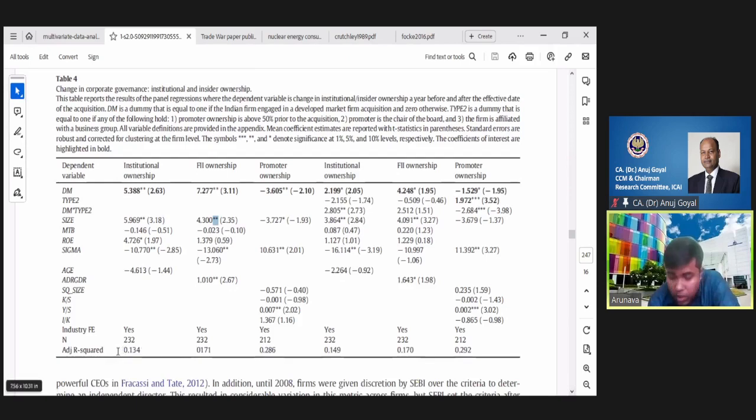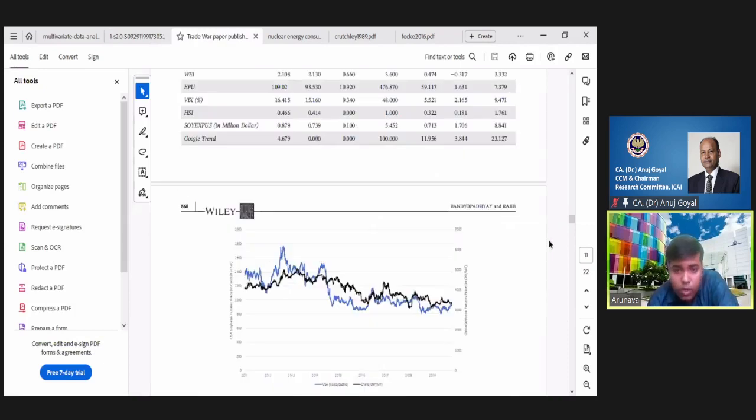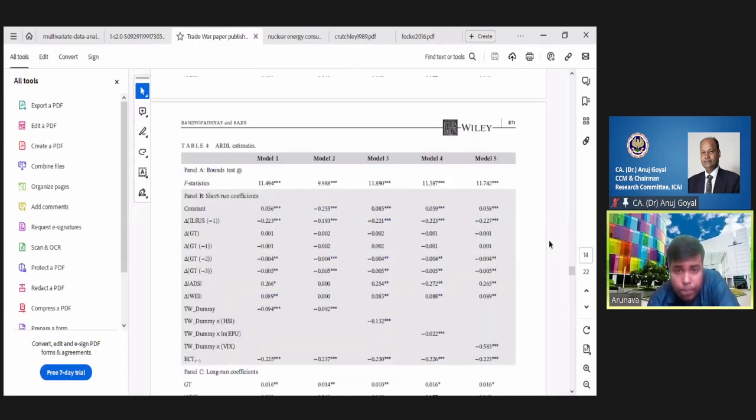And they have reported the adjusted R square values here. That shows how good the model is in explaining the dependent variable, such as promoter ownership or institutional ownership, right? In the same way this can be done. Again, in this paper we can see some kind of regression analysis, an autoregressive distributed lag model, and here also we have reported the significance level. So in regression we can use a dummy variable that codes a categorical variable, yes or no, right?